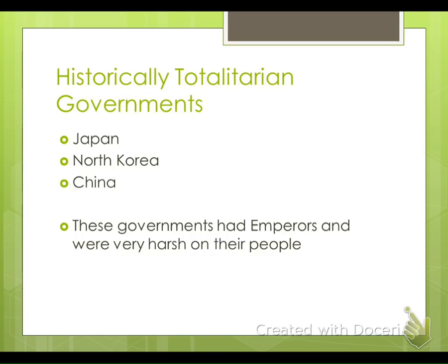So the first one that we have is historically totalitarian governments. These are governments in which we had, they were totalitarian, that the government had total control. And some of them are still there today. Japan is a little bit awkward. It has changed from a totalitarian government into being a very open government where you have people elected, more of a democracy. So Japan, they had emperors that were in charge for a long time.